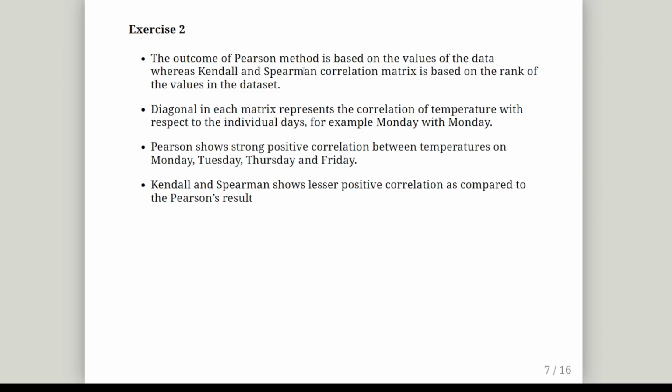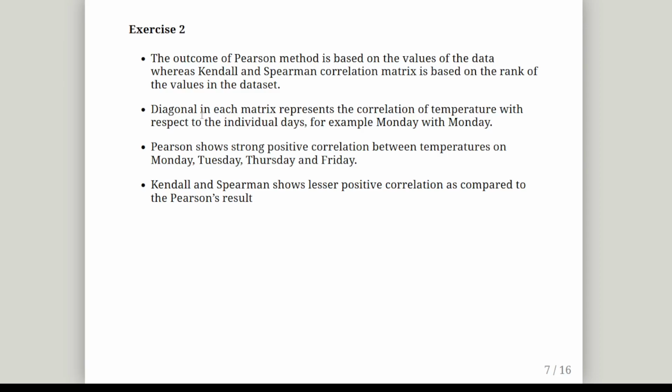The outcome of the Pearson method is based on the values of the data, whereas the Kendall and Spearman correlation matrices are based on the rank of the data sets in the value. Okay, so one is a parametric analysis, it works on the basis of assumptions about the data, whereas the other one is non-parametric and really is based on relative ranks and so on.